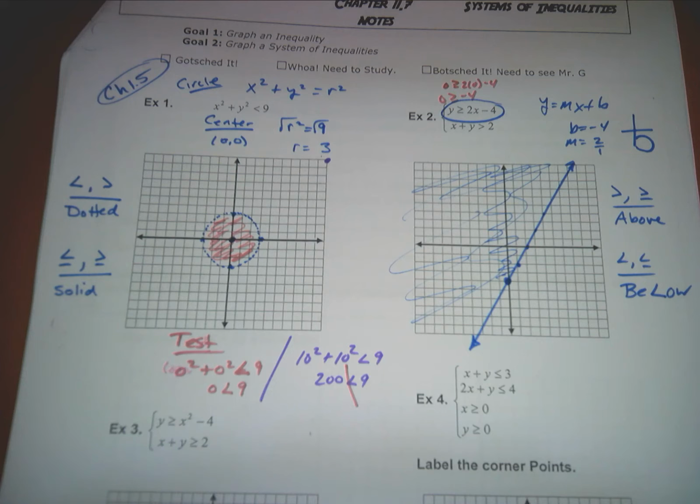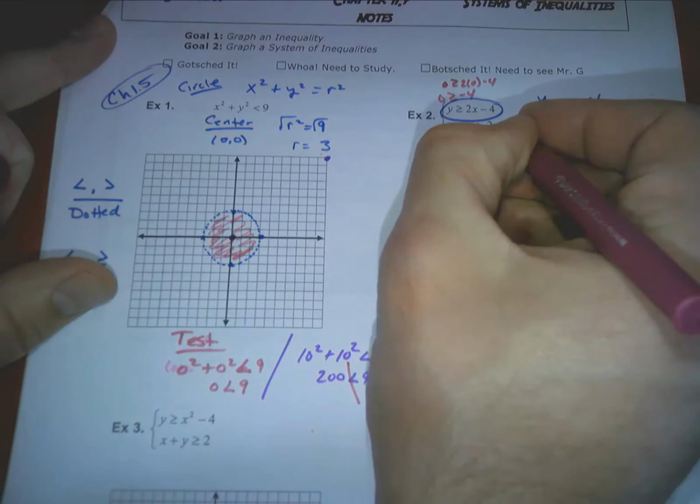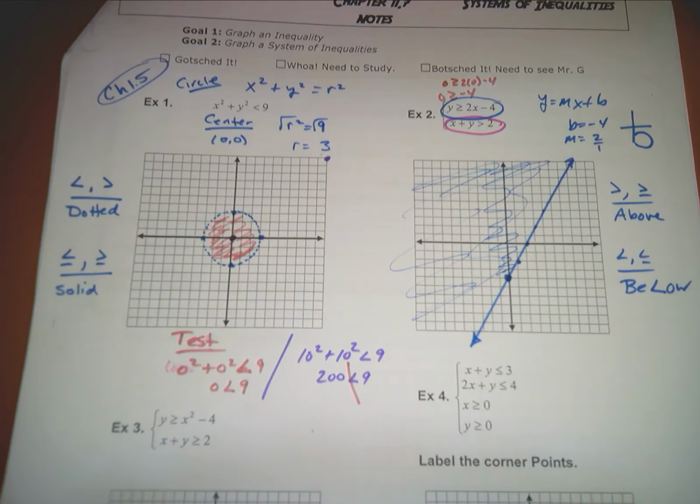All right, do you guys have any questions? So far, so good? All right, we take a look at the next one. I've got x plus y is greater than 2. We should also know that this is a line. And does anybody know what form this is in? This is not slope-intercept form. This is standard form. I just gave it away. And does anybody know what standard form is good for?